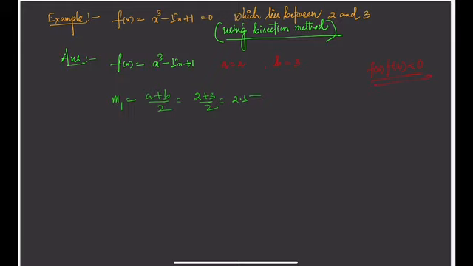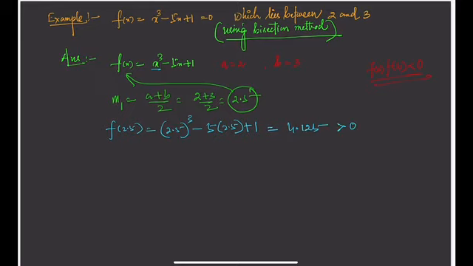Now what you have to do is put this 2.5 here. So m1 is 2.5. If you put f of 2.5 instead of x, you get 2.5 whole cube minus 5 into 2.5 plus 1. After solving this, what you will get exactly? We will get 4.125. This is greater than 0. It means f of 2.5 is greater than 0. So basically you can see here this is our 2 and this is our 3.